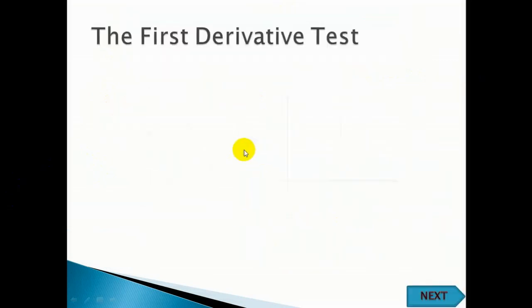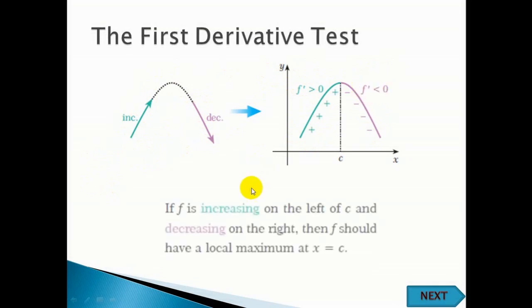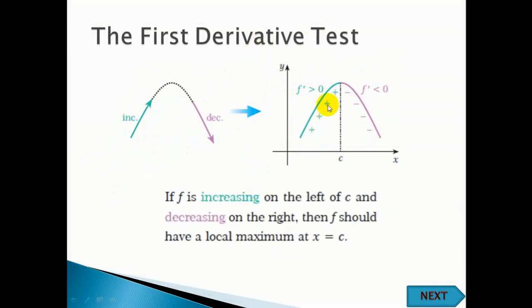In the first derivative test, we look at the left side graph and the right side graph. On the left side, it increases, and on the right side, it decreases. If it increases, the first derivative is more than 0, and if it decreases, the first derivative is less than 0. So f should have a local maximum at x equals c.